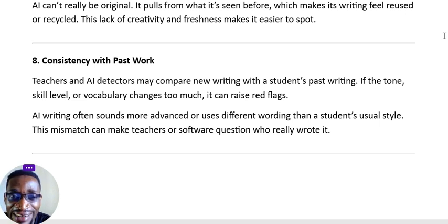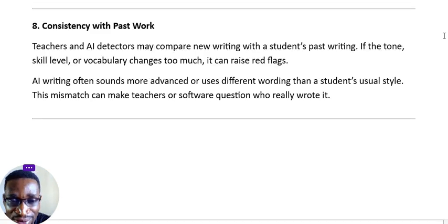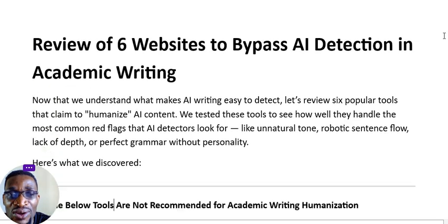So AI writing often sounds more advanced and uses different wordings than what the student is usually used to. This mismatch can make teachers or even software question who really wrote it. So you need to be careful. Now, we finally get to review these 6 websites that promise to bypass AI detection in academic writing.